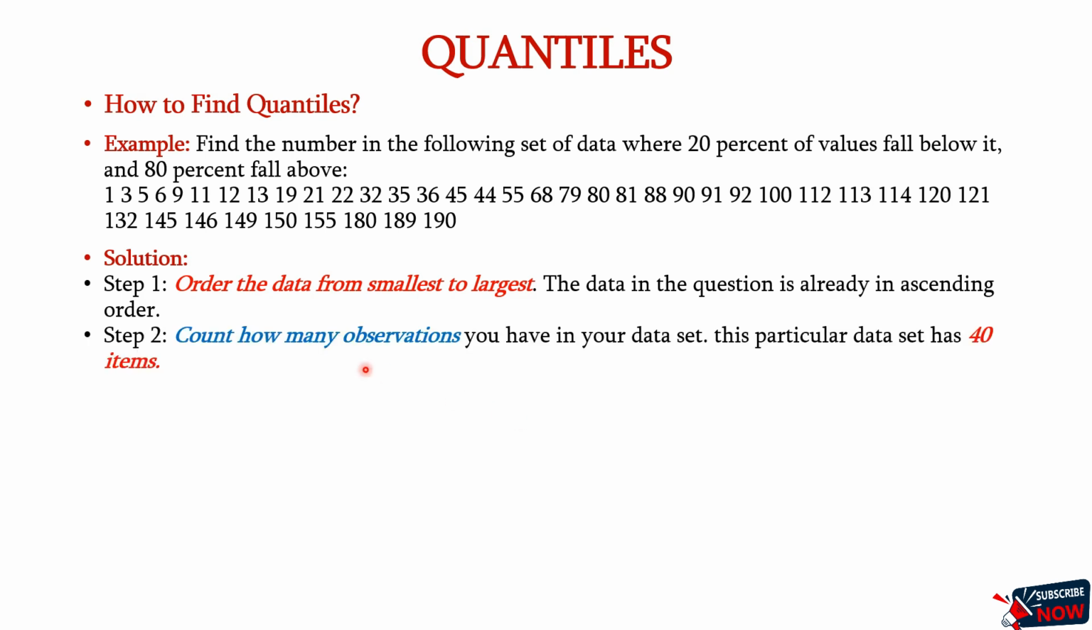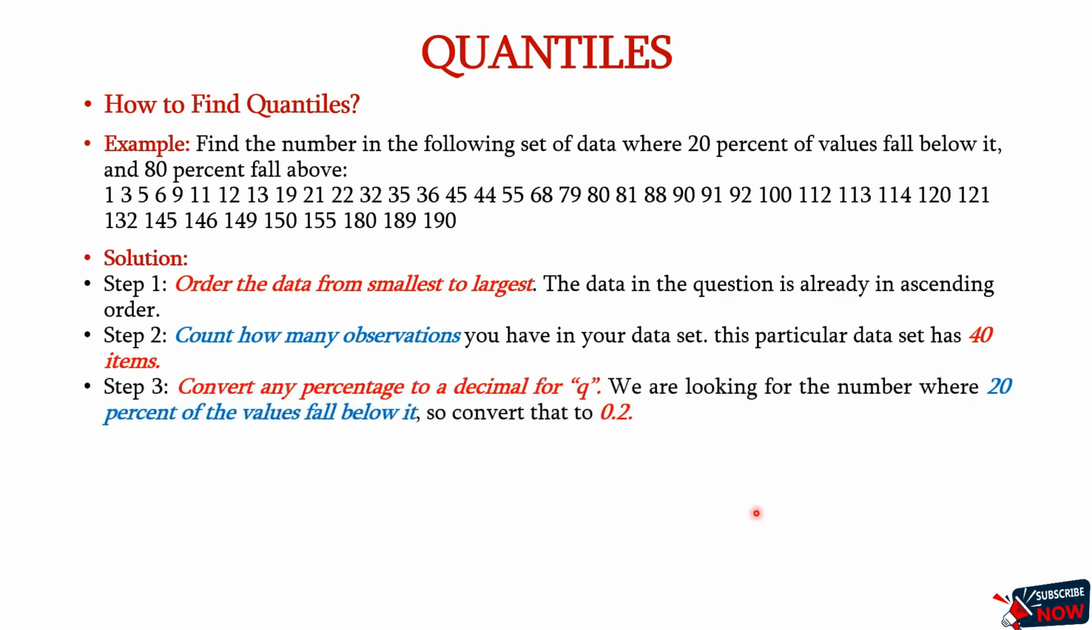We have to count the number of observations. So the total number of observations is 40 in this data. Step 3 is to convert any percentage to a decimal for Q. Here we have 20% and 80%. Let us consider 20% and convert it to a decimal. It is represented as 0.2, which is the value for Q.